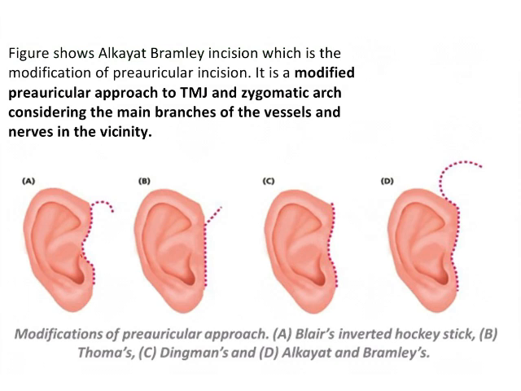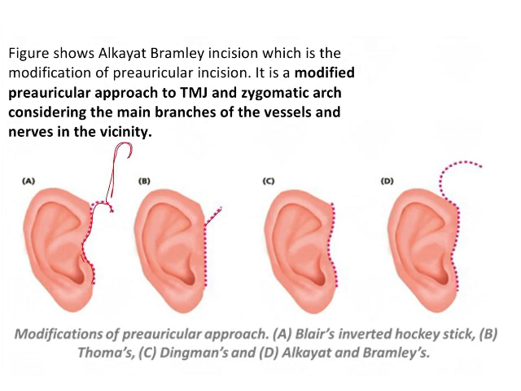These are 4 different types of incisions for this particular pre-auricular approach. It is called pre-auricular because it is in front of the auricle, and the approach is going to give you access to the temporal TMJ, which is again in front of the auricle. The first one over here is the Blair's inverted hockey stick. Why is that? Because it looks like an inverted hockey stick.